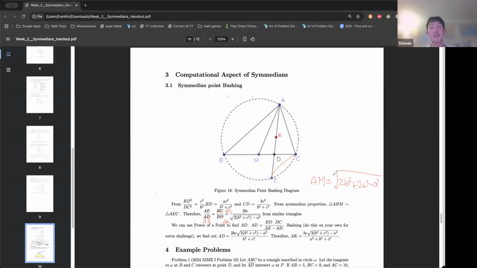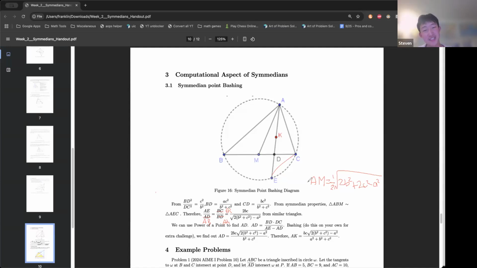Okay, that seems close enough, I think. Wait, maybe there's a factor of 1/2 on the outside. Yeah. Okay, great. So with this relatively more convenient formula, you can bash out AM, which is kind of unpleasant, and then we can bash out AE.